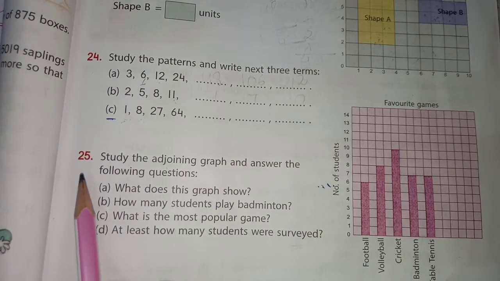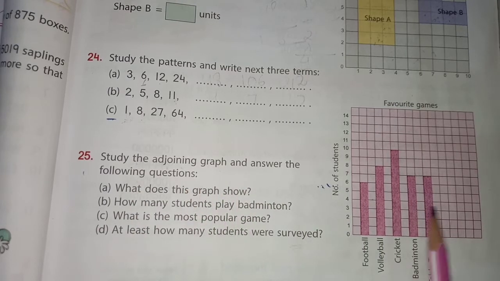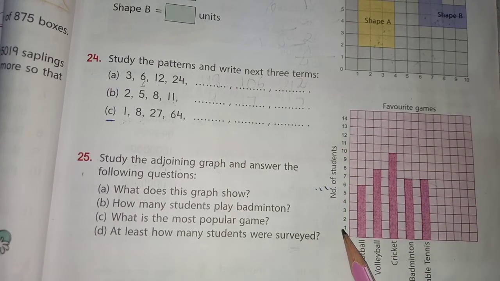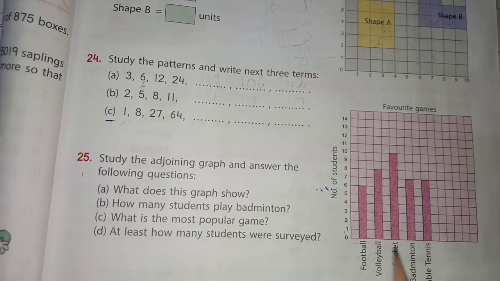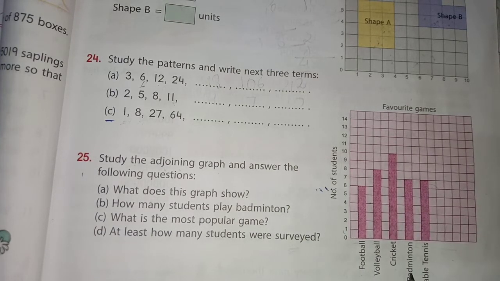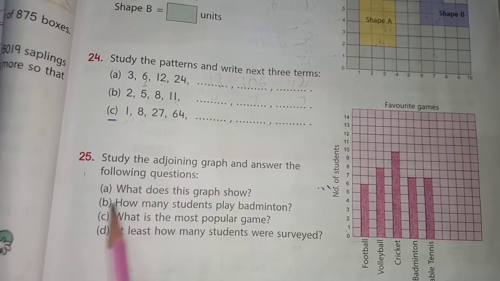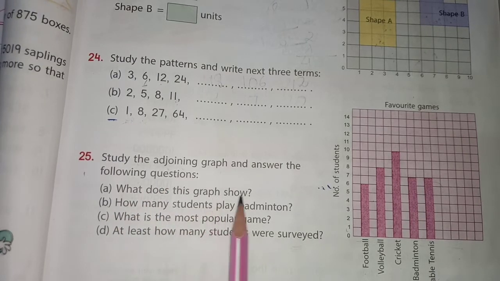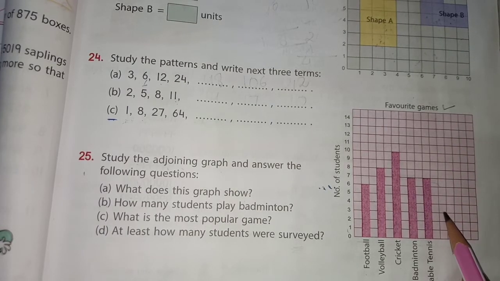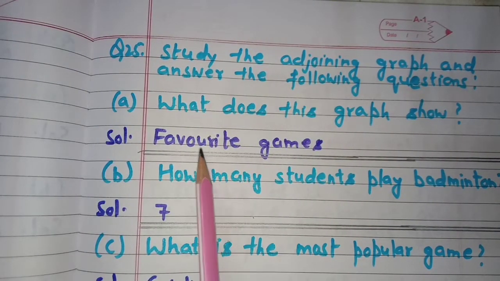Now next is question number 25. Study the adjoining graph and answer the following questions. Now here a graph is given about the favorite games. Here the number of students is given, and on the horizontal axis the games are given, and the games are football, volleyball, cricket, badminton and tennis. And what is the question here? What does this graph show? So this is the title of the graph. This graph shows the favorite games. So we can write the answer, that is favorite games.